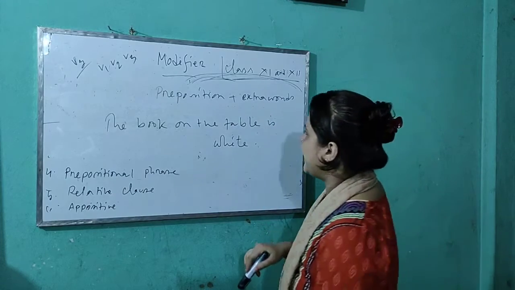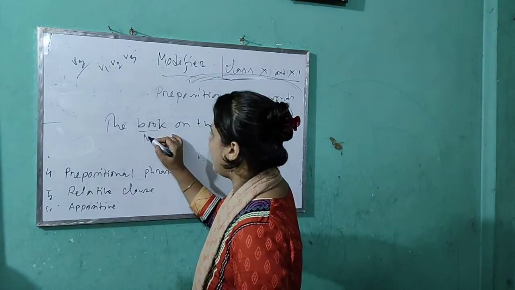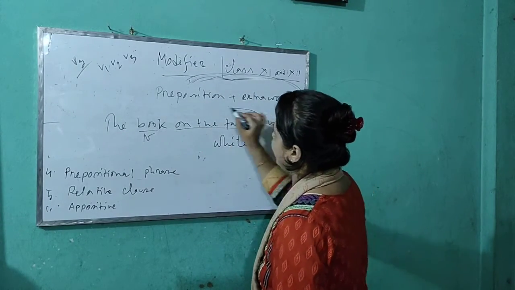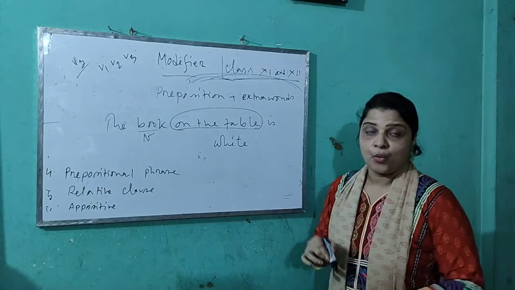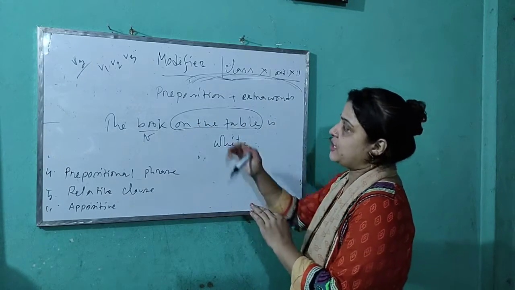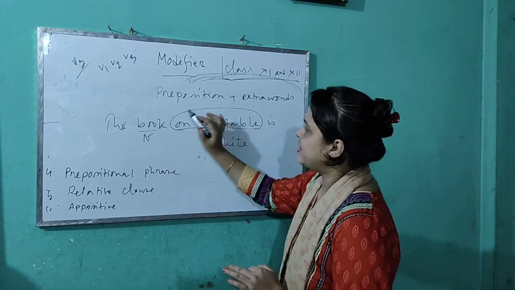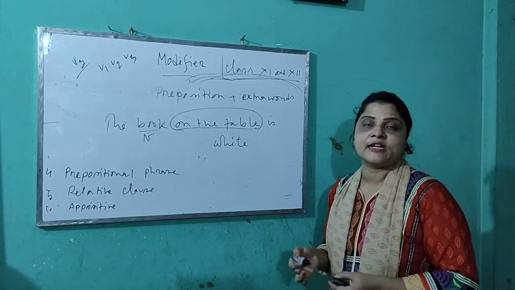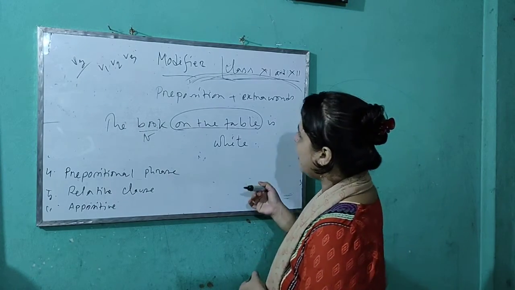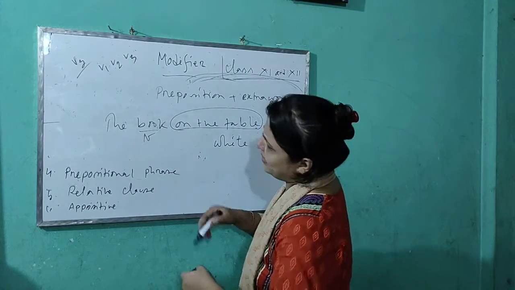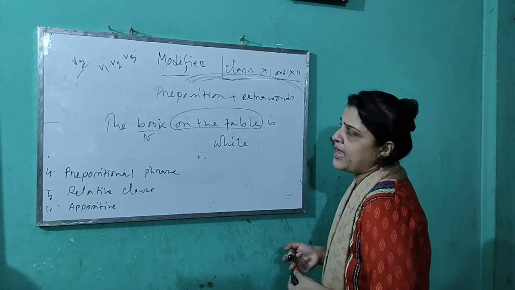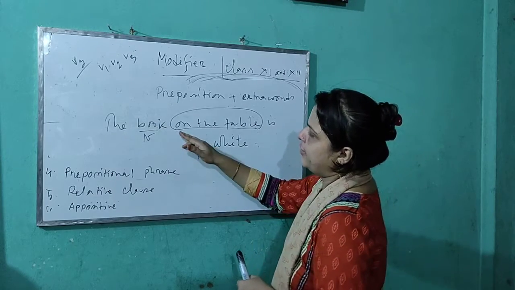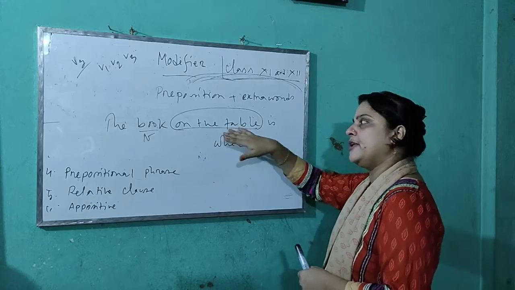Like you can say that the book, the book is the noun, and on the table, this one is prepositional phrase. Which book? The book which is placed on the table. So this one is prepositional phrase, and it acts as a post modifier. You see, there are lots of examples. Whenever you are asked to use post modifier as a prepositional phrase, then first of all you will use prepositions, then you will use extra words.